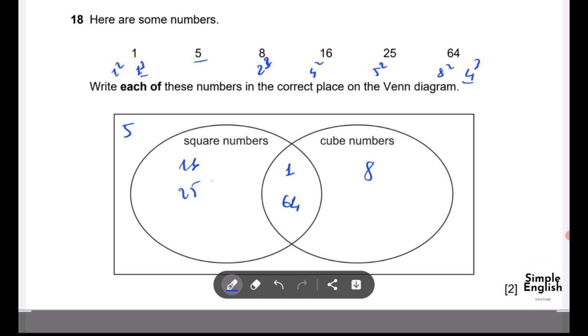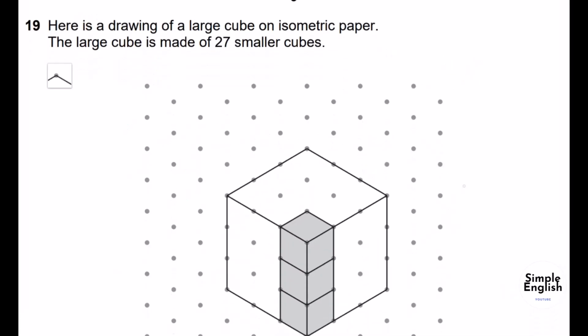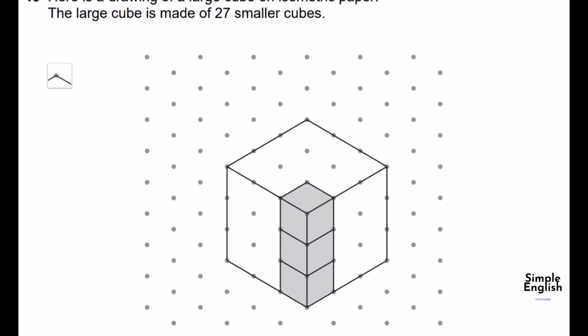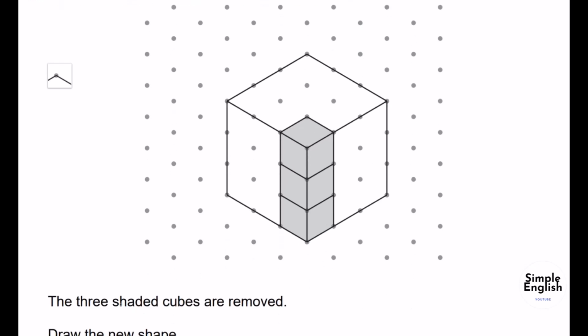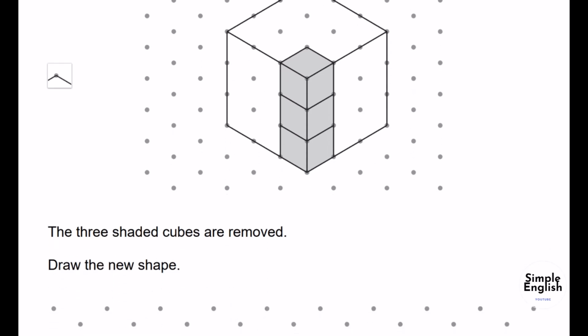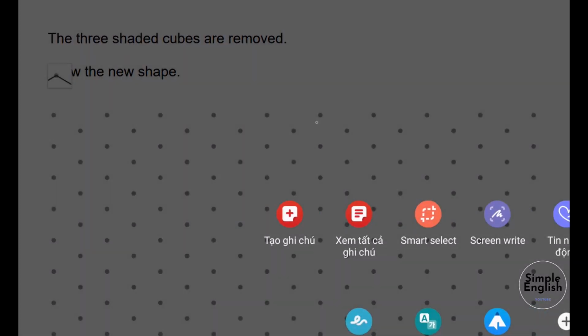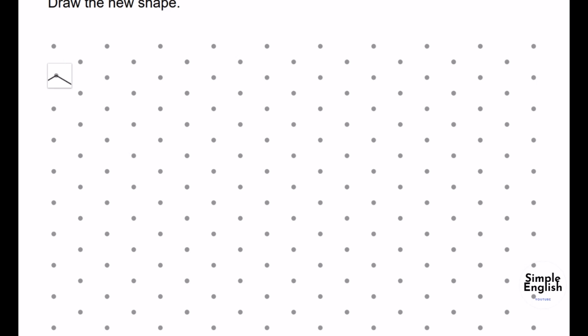So 1, 2, 3, 4, 5, 6, right? 6 numbers. 19. Here's a drawing of a large cube on isometric paper. The large cube is made of 27 smaller cubes. The 3 shaded cubes are removed: 1, 2, 3. Draw the new shape. Okay, they need to draw the new shape.